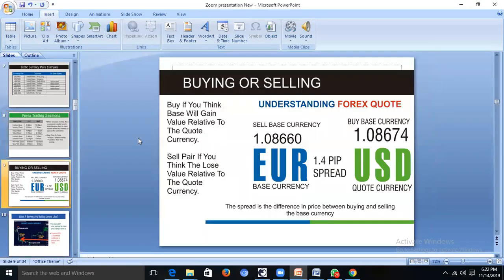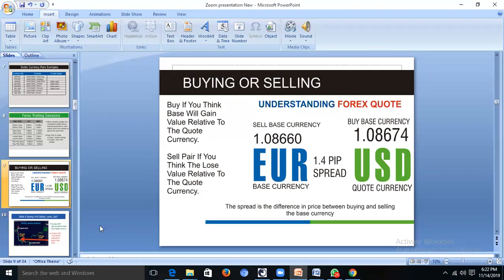Okay, let's go to this. This is called buying. If you look at the screen, it's showing you buying and selling the currency pair. This is Euro USD. The Euro USD, like I told you, is one of the most traded currency pairs that we have in the market. What you have on the left is the base currency, while what you have on the right is the quote currency.